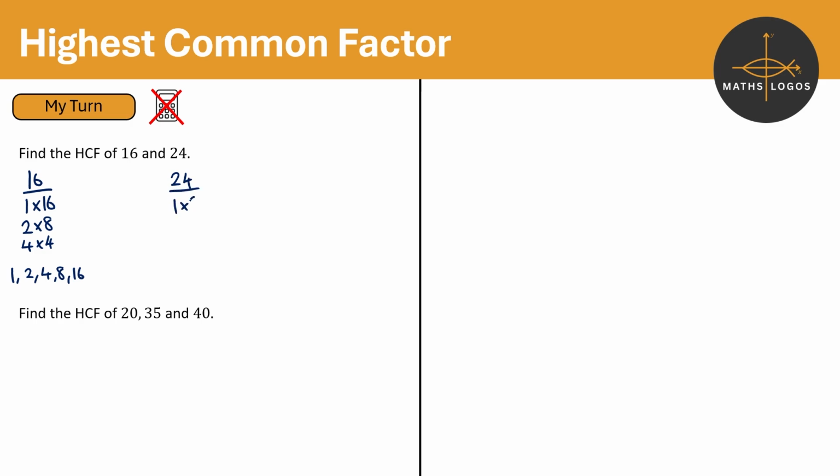Then we'll look at the factors of 24. So we have 1 and 24. Remember, 1 and the number itself will always be factors. We have 2 and 12, 3 and 8, and 4 and 6. Then we can list our factor pairs: 1, 2, 3, 4, 6, 8, 12, 24. Those are our factors of 24.